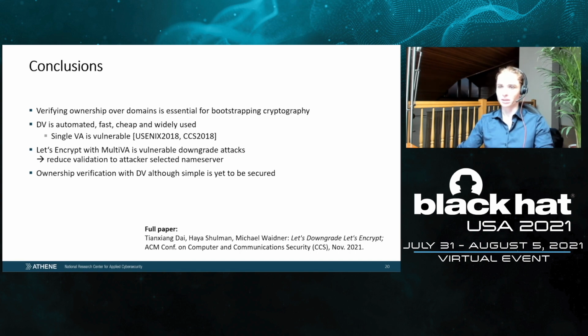Now, this presentation is based on a paper that is going to be published at CCS 2021 with my co-authors Michael Weidner and Tianxian Dai. It is called Let's Downgrade, Let's Encrypt.